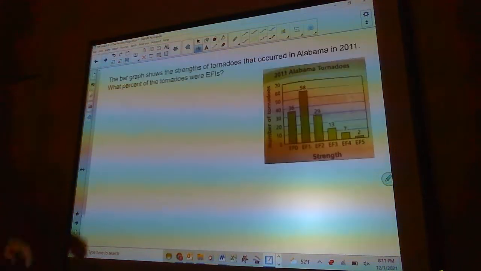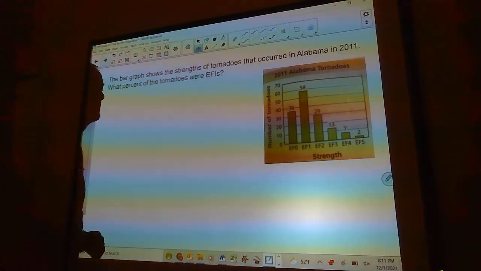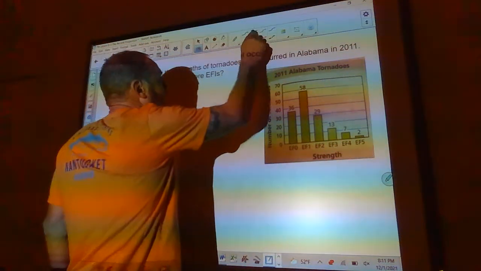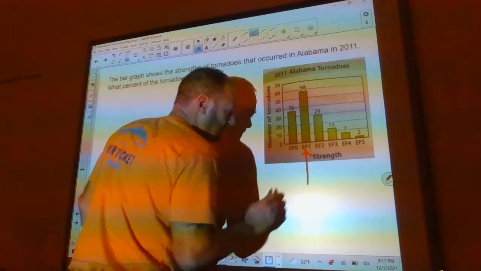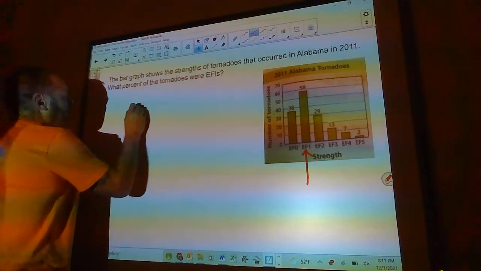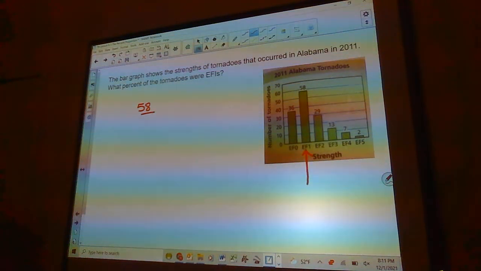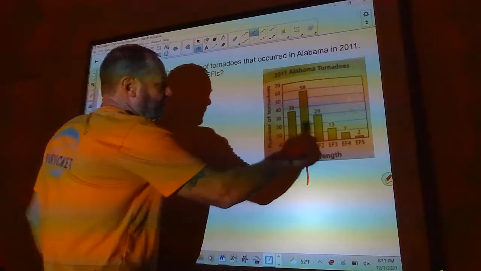Okay, so moving on. The bar graph shows the strength of tornadoes that occurred in Alabama in 2011. What percent of tornadoes were EF1s? Okay, so here's my EF1s right there. Okay, there's 58 of them. Out of how many? Okay, so this is going to be out of the total number of tornadoes. Okay, so I'm going to take all these and add them up.